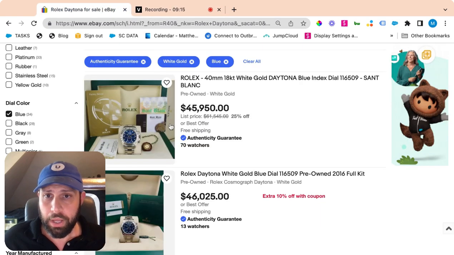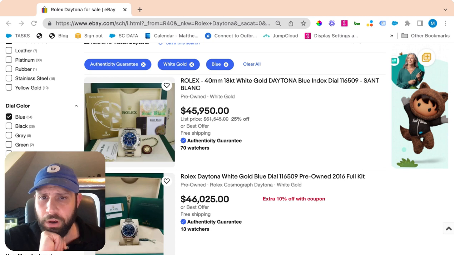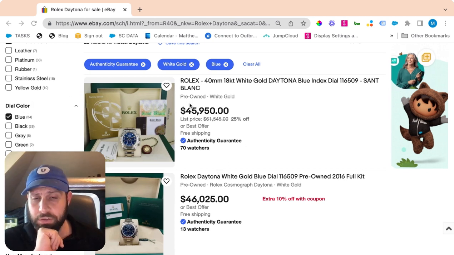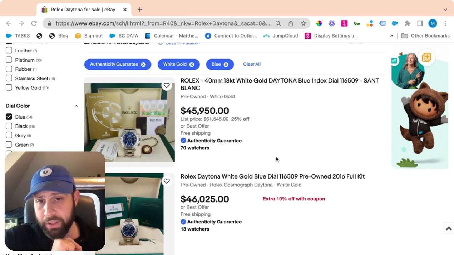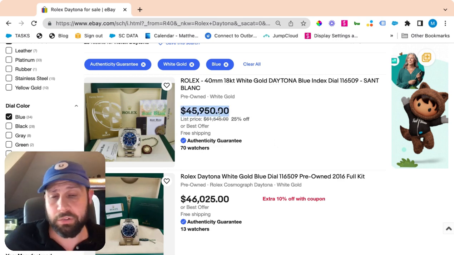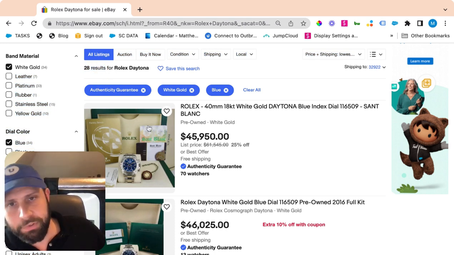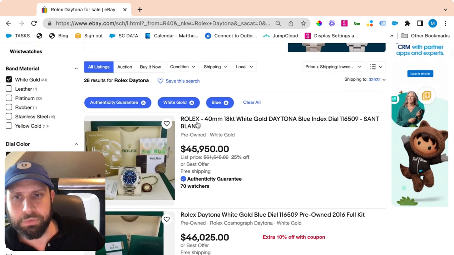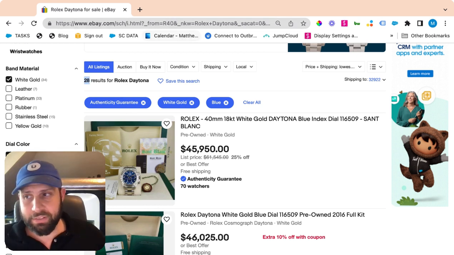Okay, cool. So let's check this out. Now, what are we doing here? We are taking a look at the lowest authenticity guaranteed white gold Daytona with a blue dial, and it's $45,950. Okay, how many are there? There's 28. That means in our filter, with it all filtered, beautiful, and great, we are saying there's 28 of them. We're going to write that down in our little notebook.